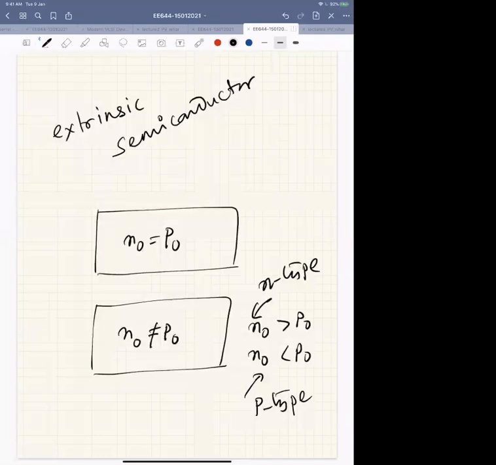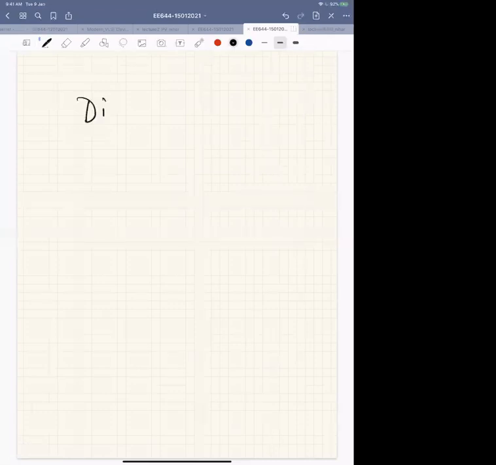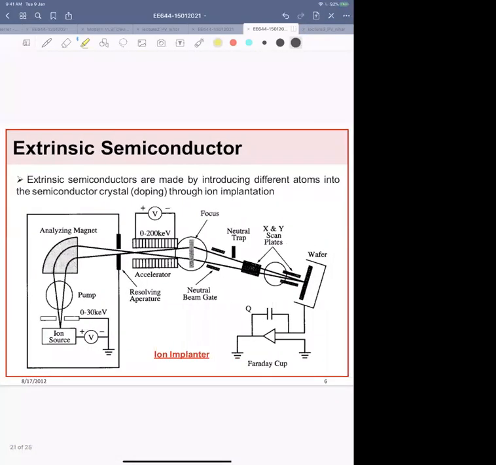So an extrinsic semiconductor is a processed semiconductor, right? This is done mostly by two processes: diffusion or ion implantation. Particularly in modern semiconductor fabrication processes, we use ion implantation. We do not use the diffusion process anymore. So what is ion implantation?